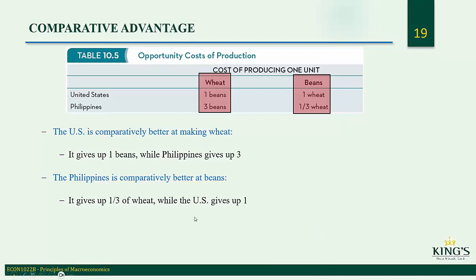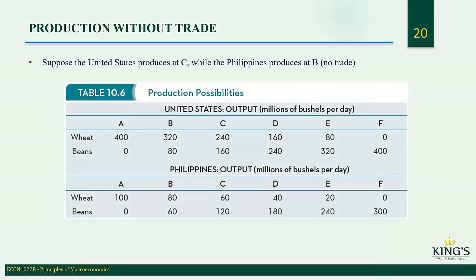And the Philippines has a comparative advantage in beans because they give up less wheat if they were to make beans than the United States. So we'll see that they both do better still from trade. Remember, the whole point of this example is that the United States has an absolute advantage in both. So if they never traded, we're going to use our production possibilities curve to illustrate this.